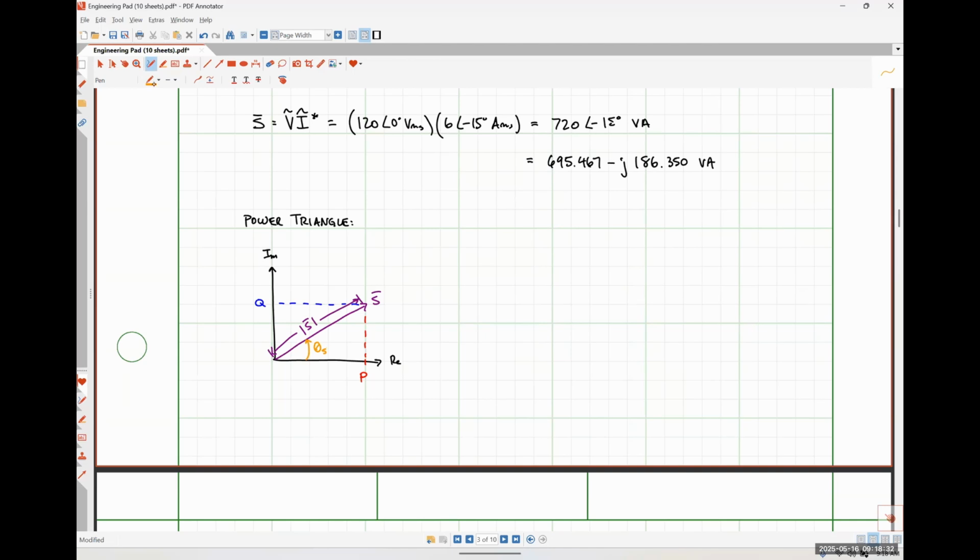So to put it again very succinctly, we would see that S is just equal to P plus jQ in rectangular form, or the magnitude of S with an angle of theta S in polar form. And once again, and I cannot emphasize this enough, as long as you know what those different parts represent, this math is a joke because it's just multiplying two numbers together in your calculator, right?